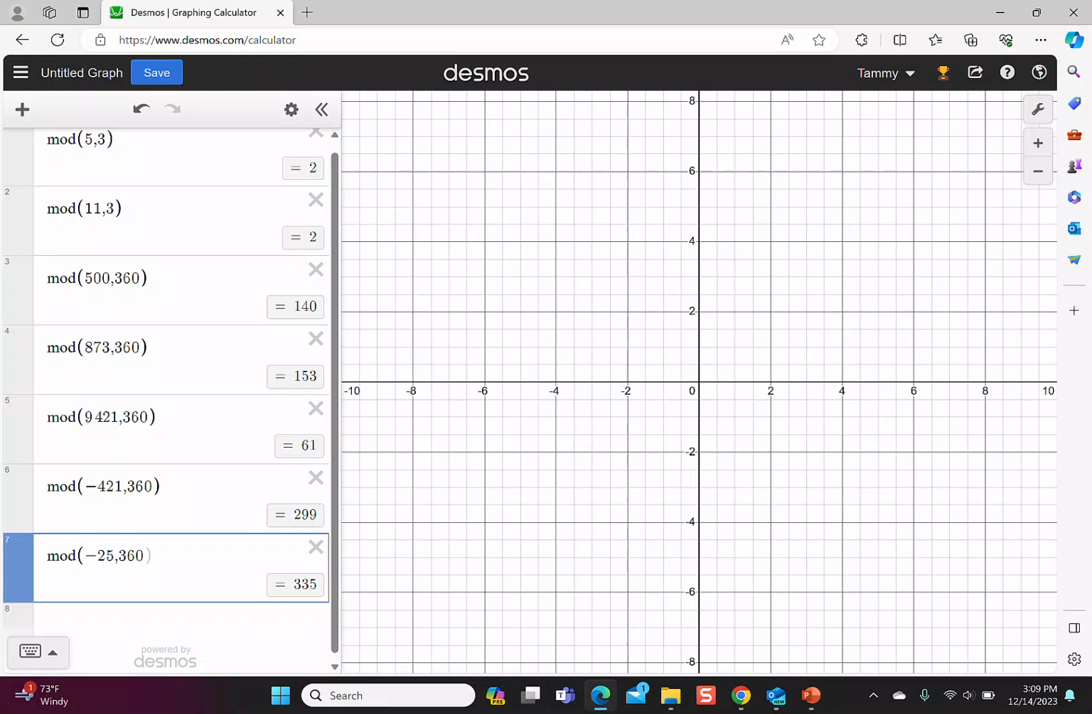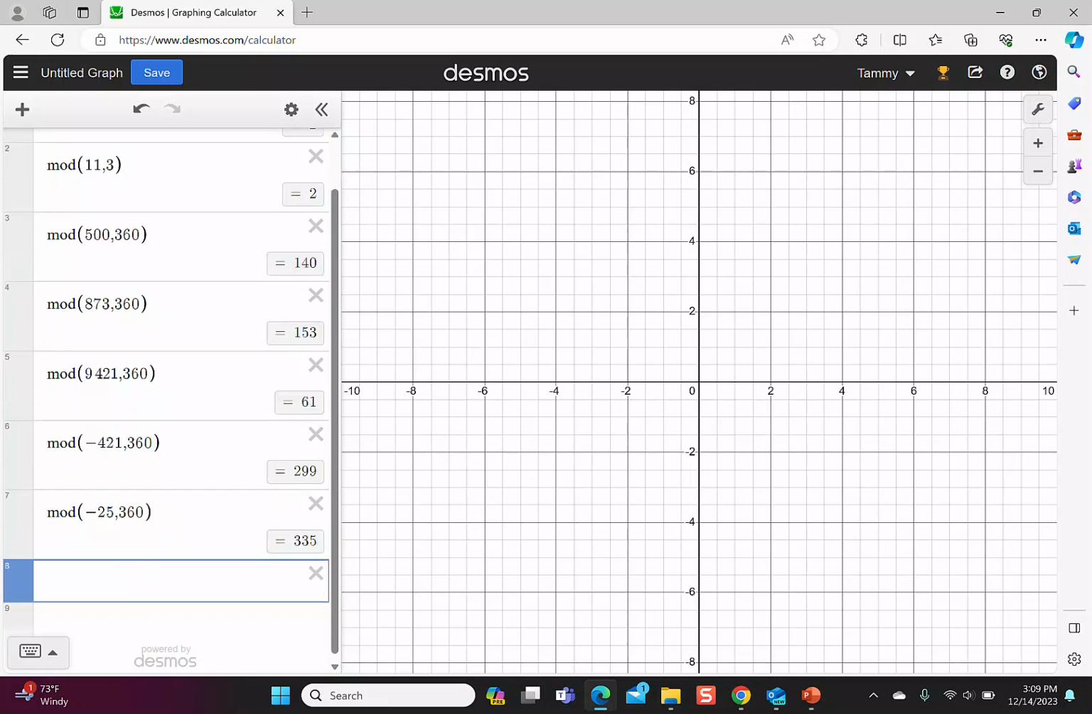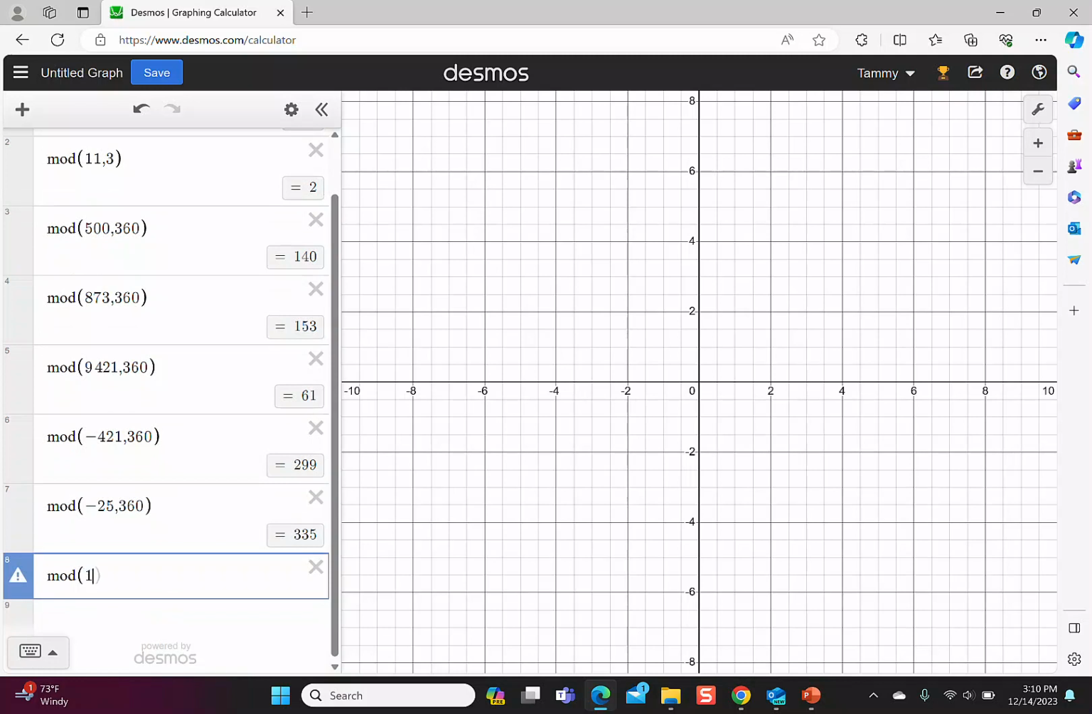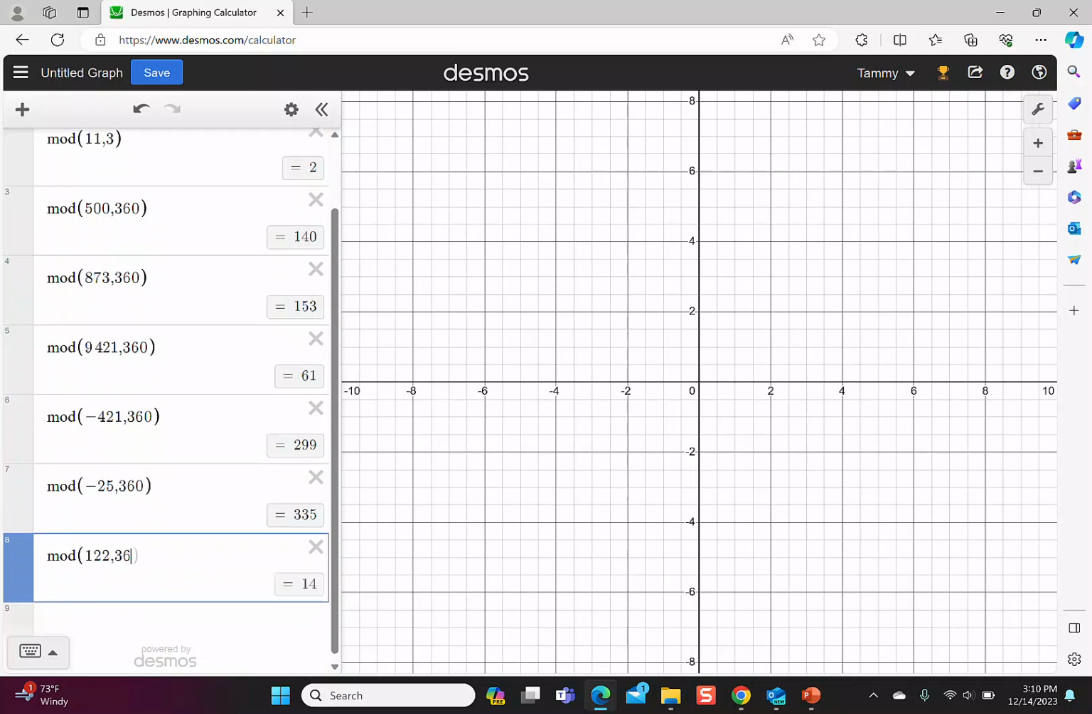If you pick an angle that's less than 360, you're just going to get the same number back. So if I do the mod of 122 with 360, it says your coterminal angle is still 122.